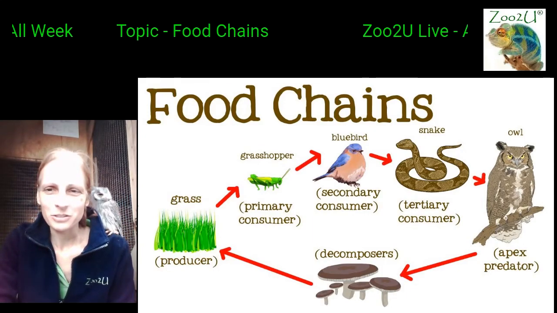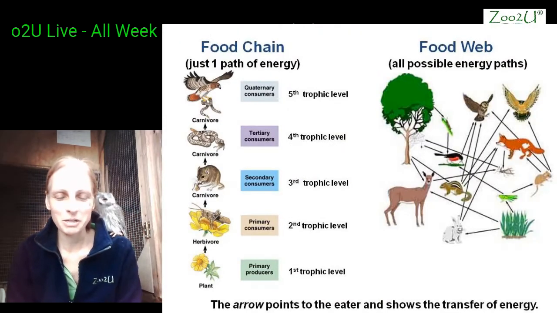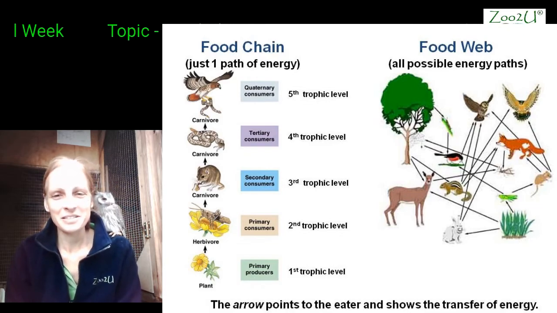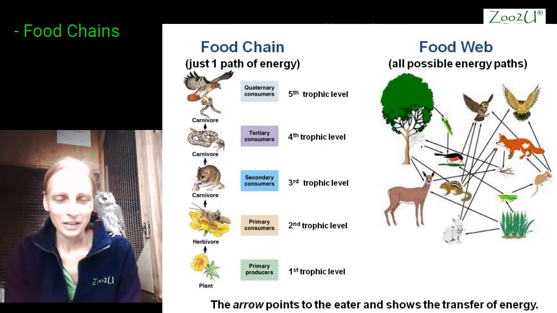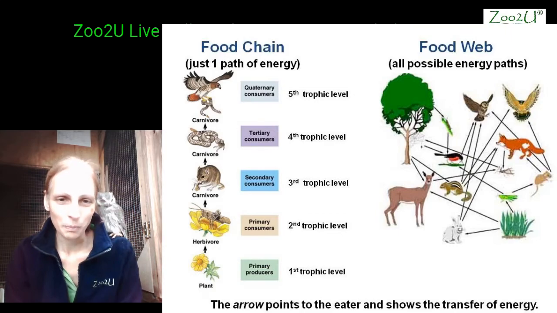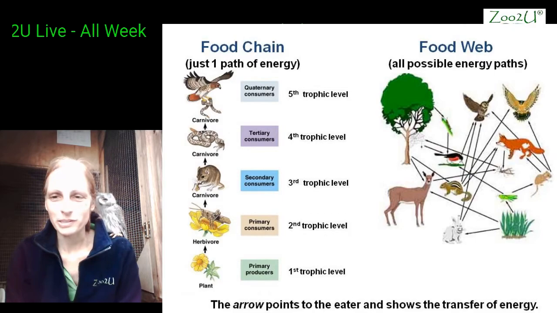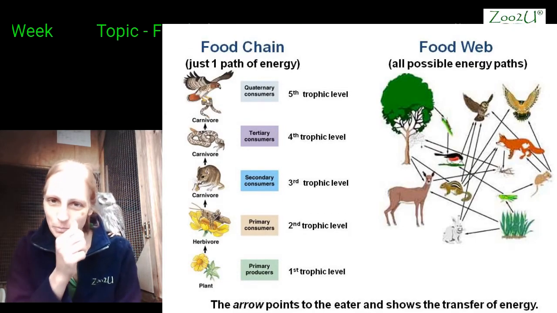Now, food webs are a little bit more complicated because, as you can imagine, life doesn't just work in a single line. It doesn't just follow that one thing will eat the next and the next and the next, because lots of creatures will eat a variety of different animals or plants. So they're all linked, basically, is what we're trying to tell you.